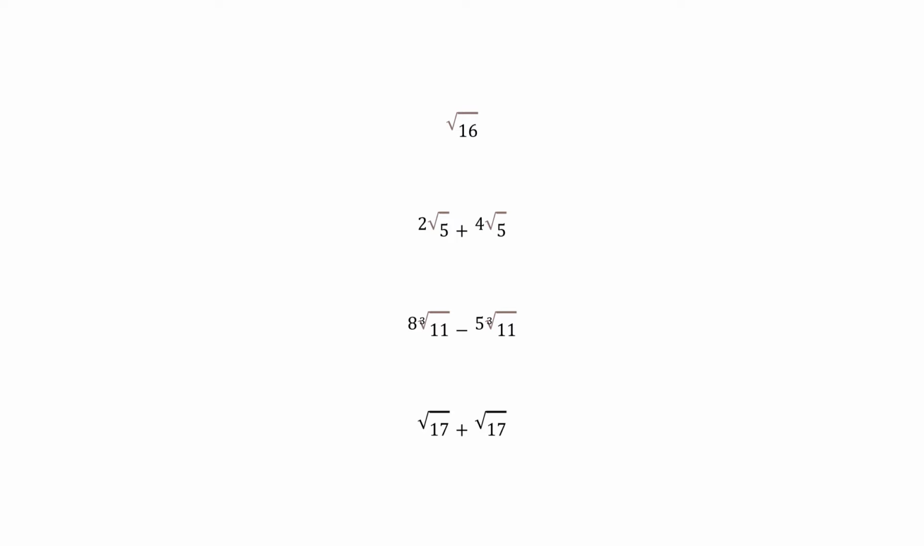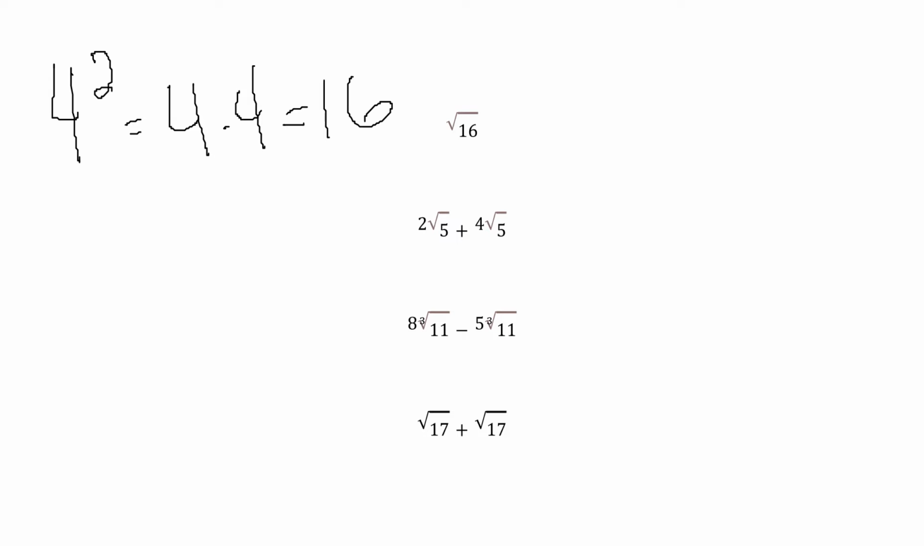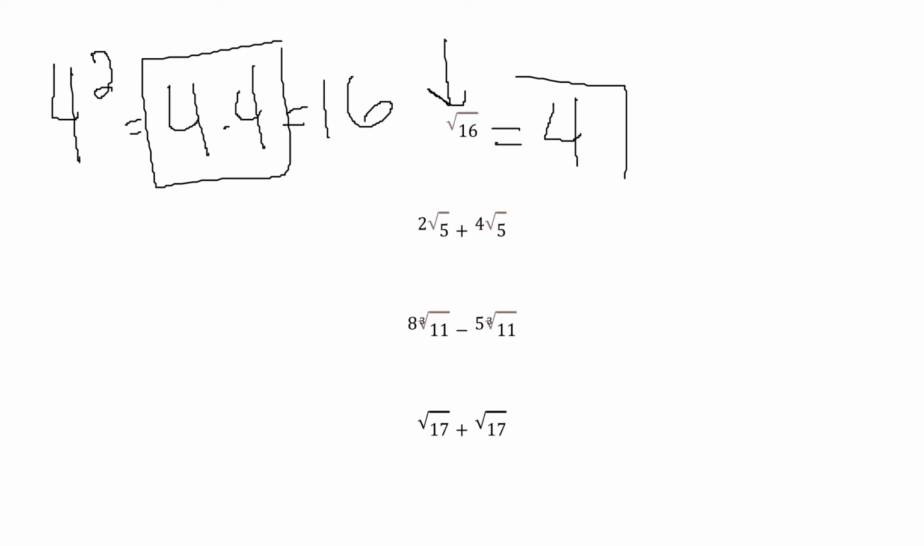But this first problem says the square root of 16. And remember, the square root is the opposite of squaring. 4 squared means 4 times 4, which is 16. Rooting it like this is undoing it. What this is asking for is what times what is 16? Well, 4 times 4 is 16. Therefore, the answer is 4.